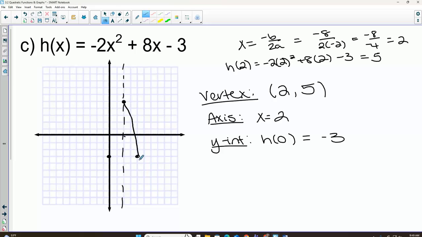How could we have known this opened down from the beginning? Right, negative x squared always opens down. What's the domain of this one? What is our range? If I ask, does this one have a maximum or a minimum?